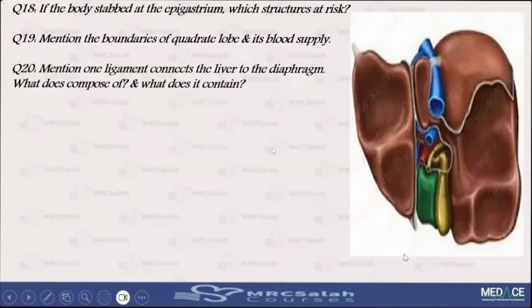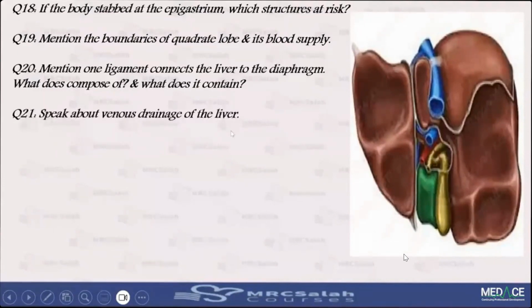Would you mention one ligament that connects the liver to the diaphragm, please? It's the falciform ligament. What does it compose of? Falciform. It contains the ligamentum teres within it, I believe. Yeah, this is the next question. What does it contain? But what does it compose of? Two layers of peritoneum closely united together. Okay. It contains, as you mentioned, the round ligament and the paraumbilical veins.